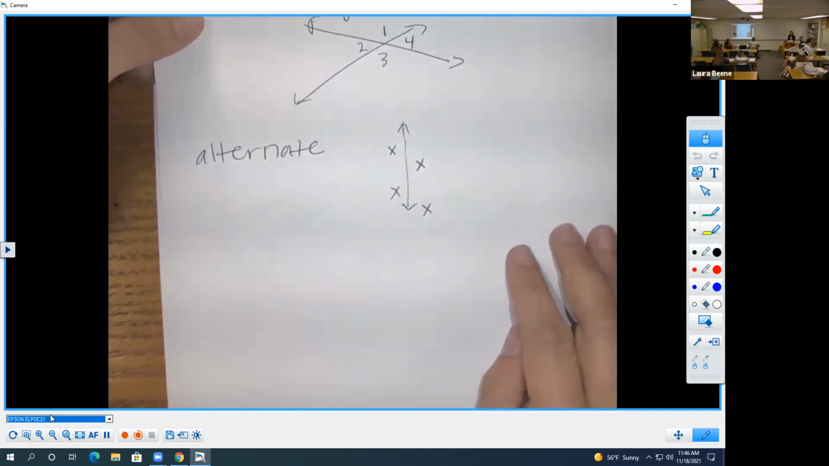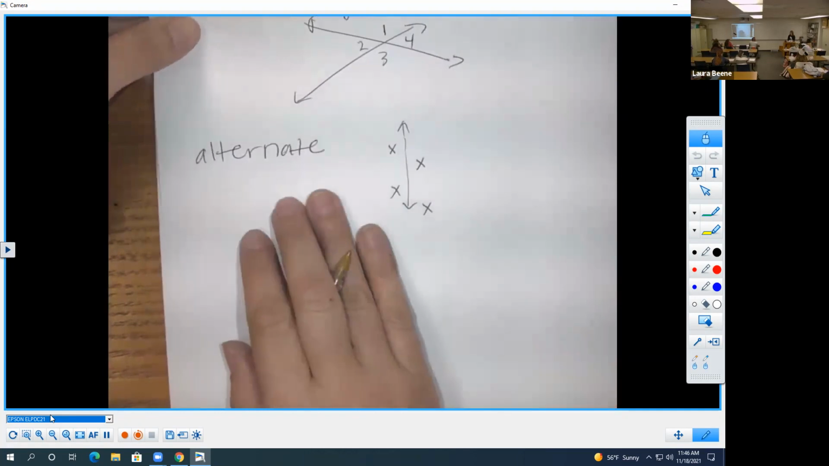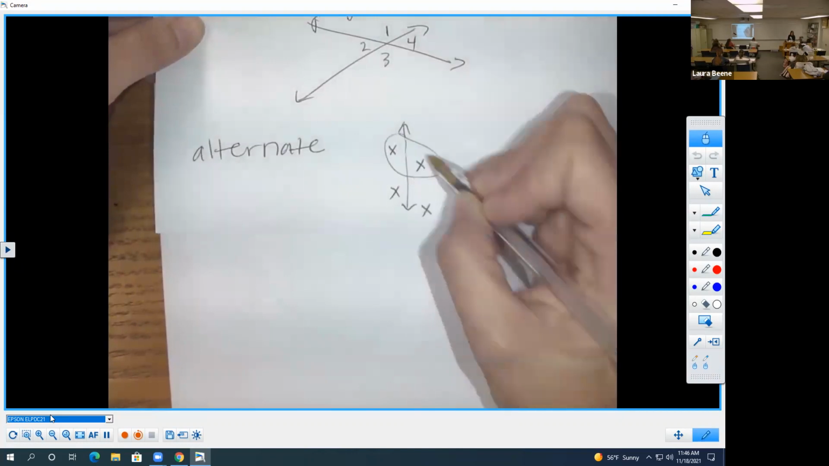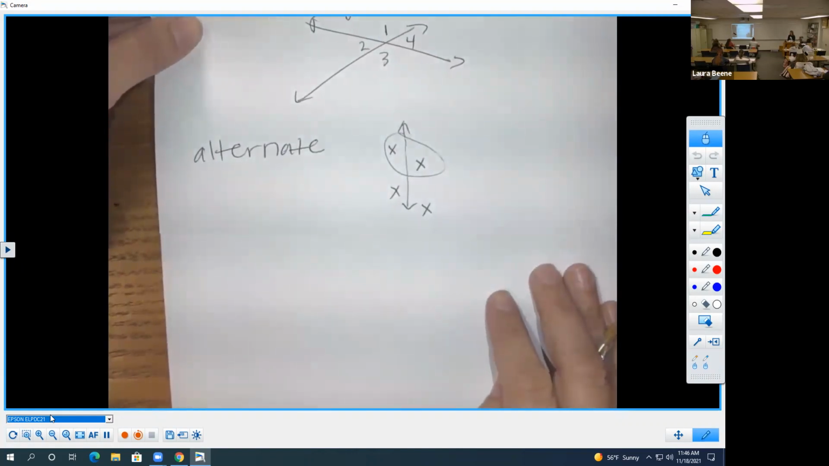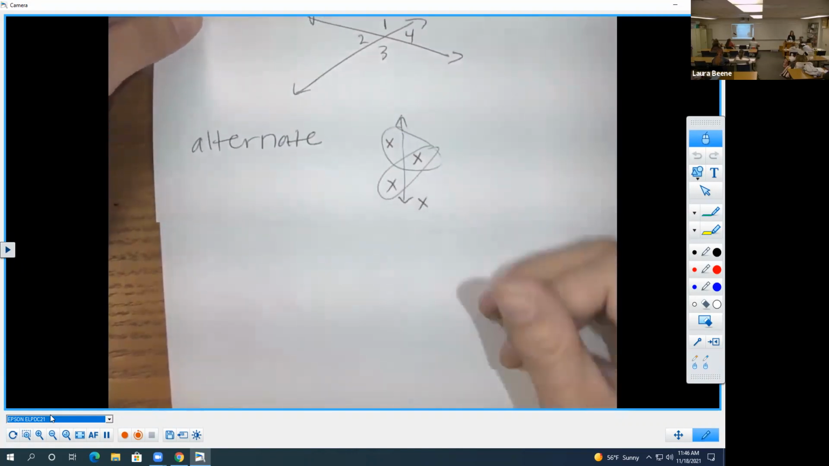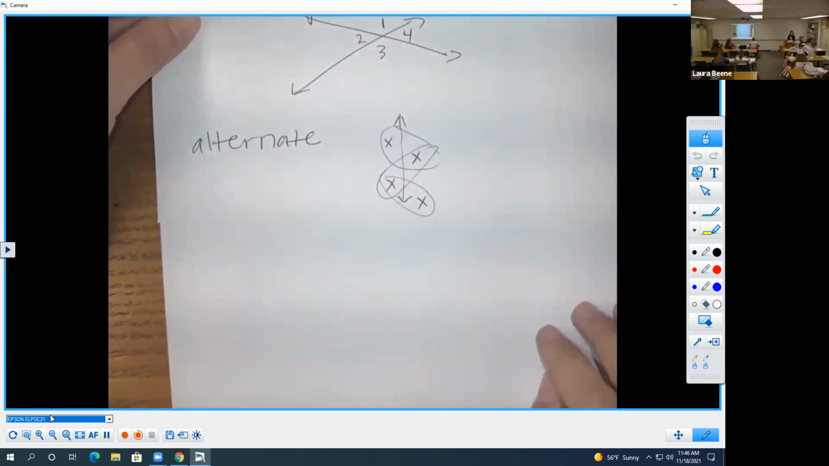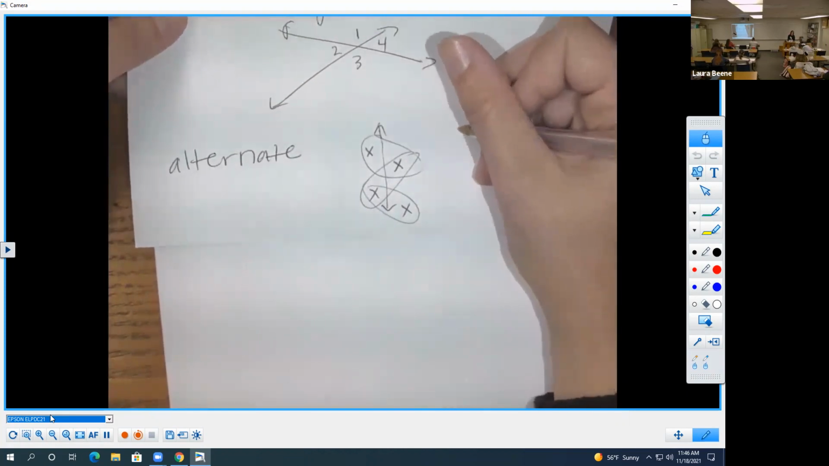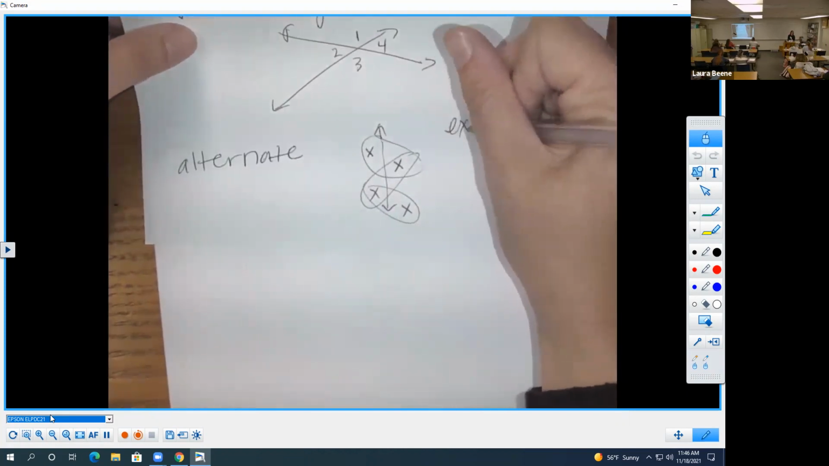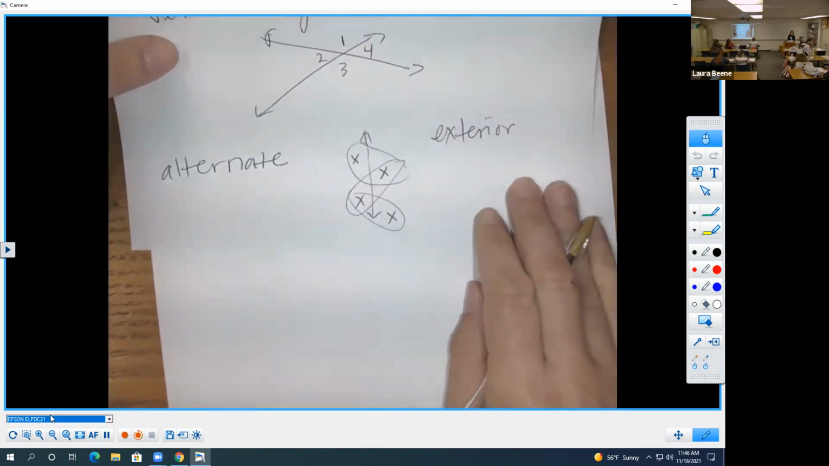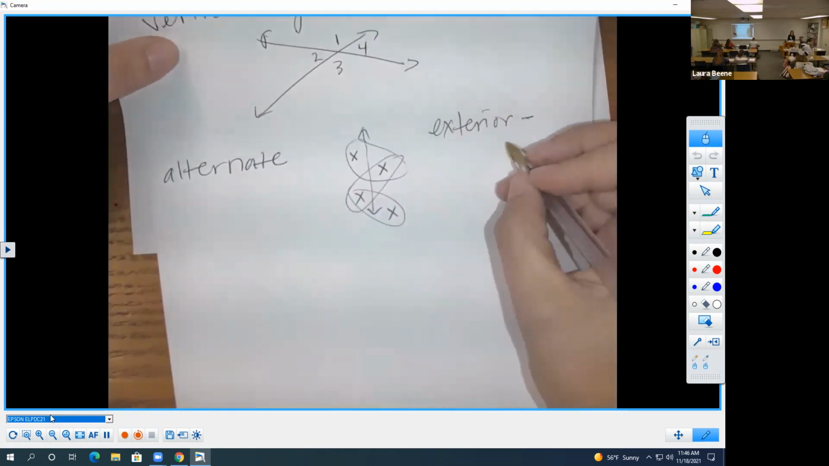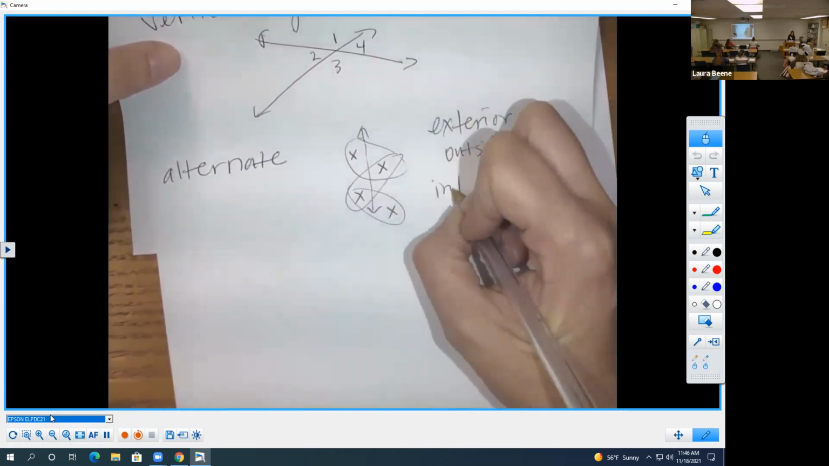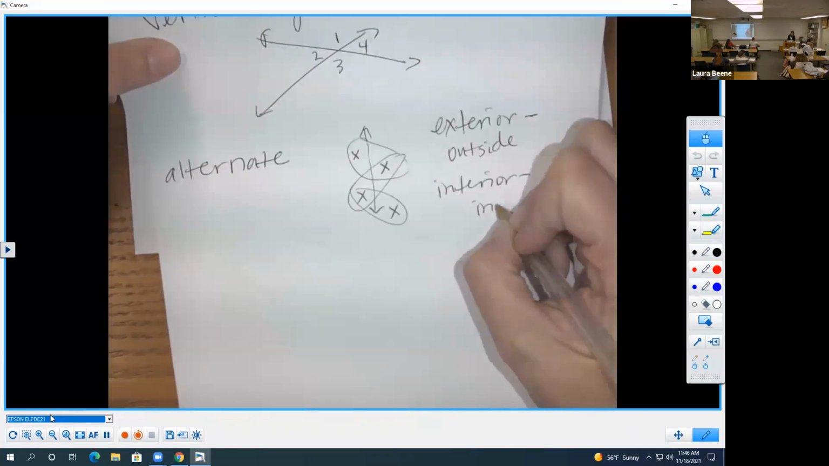I'm going to give you alternate exterior angles and you need to know what those are. And I'm trying to define different words so that it helps you. So alternating is like these two are alternating because they're alternating across the line. Now these two are alternating and these two are alternating. Agreed? What about exterior? What does exterior mean? Outside. What does interior mean? On the inside.